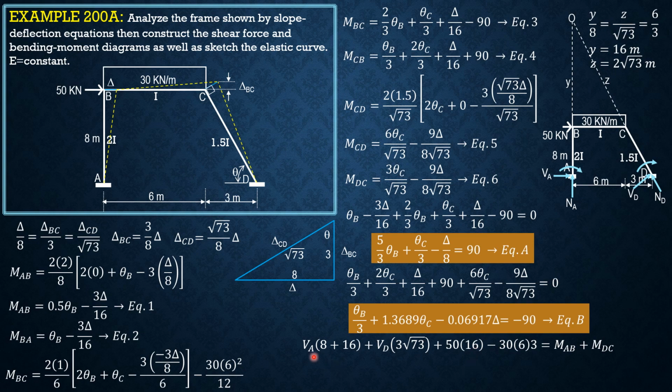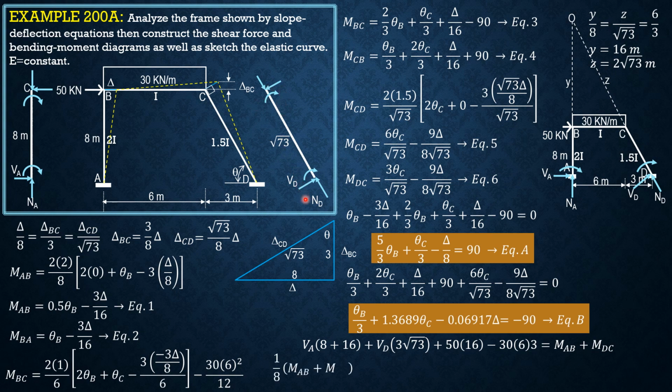So VA is 1/8 of MAB plus MBA based on this free body diagram. Summation moment C equals 0. VA times 8 equals MAB plus MBA. So therefore VA is 1/8 of MAB plus MBA. Then for this sloping part, summation moment about C equals 0. V sub D times square root of 73 equals MDC plus MCD. So therefore V sub D is 1 over square root of 73 of MDC plus MCD.